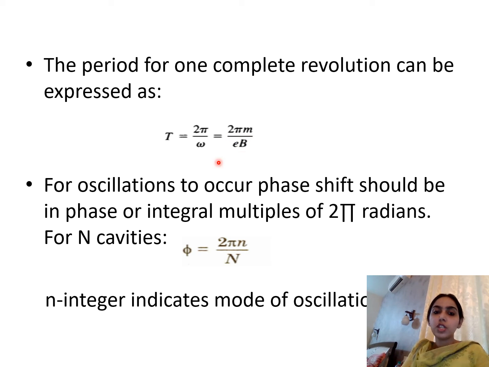Now, if we want the oscillation to be sustained in our magnetron device, we know the standard condition for oscillation to occur: the phase shift should be a multiple of 2π radians. Then φ = 2πn/N, where small n is the integer denoting the modes of oscillation. Obviously, it's a resonator which can support an infinite number of modes, and N represents the number of cavities. We know that in a magnetron device we have not a single cavity but multiple resonant cavities. So capital N here represents the number of cavities.